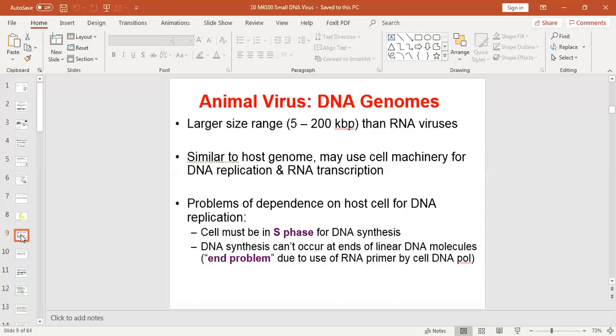Since the host genome is DNA and the viral genome is DNA, there are two problems that the virus encounters because it depends on the host cell for DNA replication. These two problems are, number one, the host cell needs to be in the S phase, and number two, DNA synthesis cannot occur at the end of linear DNA molecules, called the end problem. So let's take a closer look at what is going on with these two processes. Move on to slide number 10.